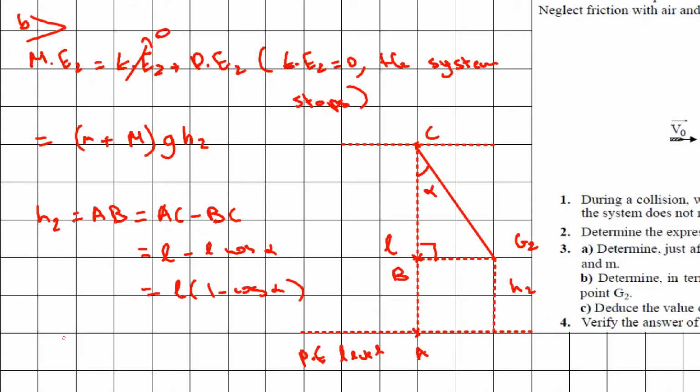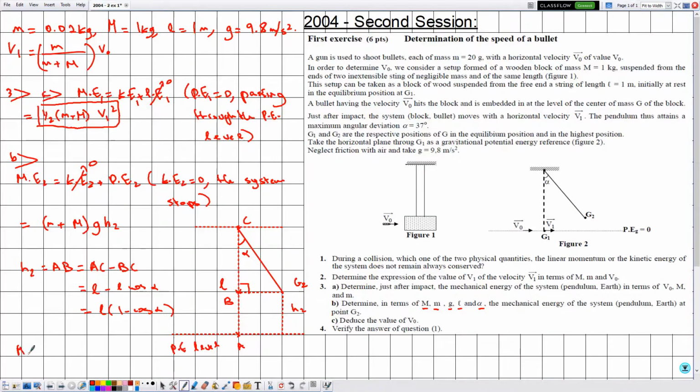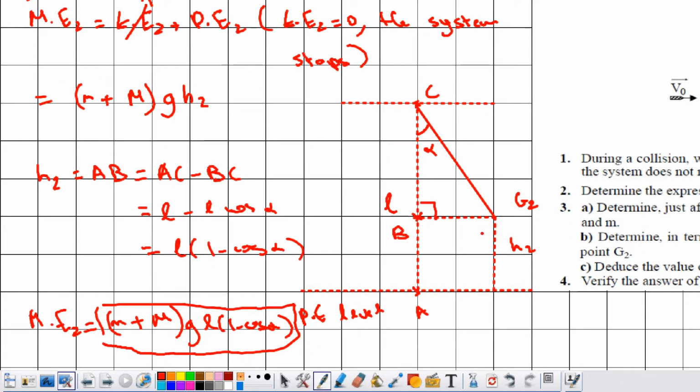Now replacing the expression of H2 here, we can notice that the mechanical energy at the point 2 is simply given by the mass, small m plus capital M, multiplied by G multiplied by L into 1 minus cosine alpha. And how do we know that our expression is correct? Notice that if G2 coincides with the point A, then the value of the potential energy would be 0, because it's passing through the PE level. And in this case, if G2 is at the point A, then the value of alpha is 0.